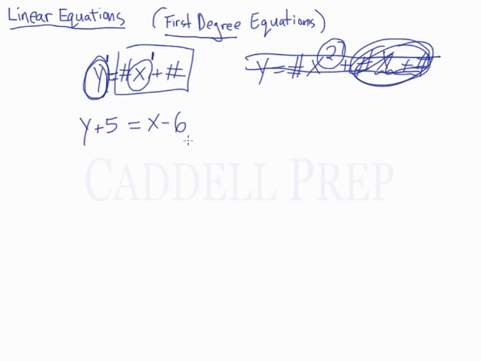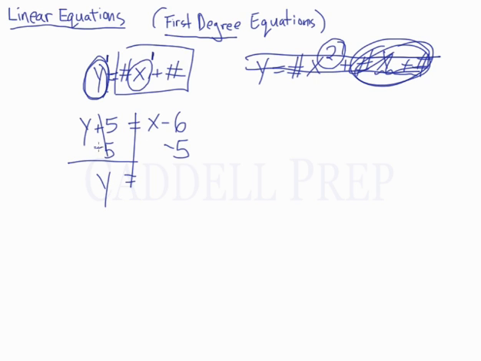Okay, don't worry about the fact that there's an x over here. This is just a number minus another number. Doesn't matter. The only thing we're going to focus on is this y. So we want to get the y isolated. So this is y plus 5. So to get rid of the plus 5, you have to subtract 5 from both sides. So we're left with y on this side.